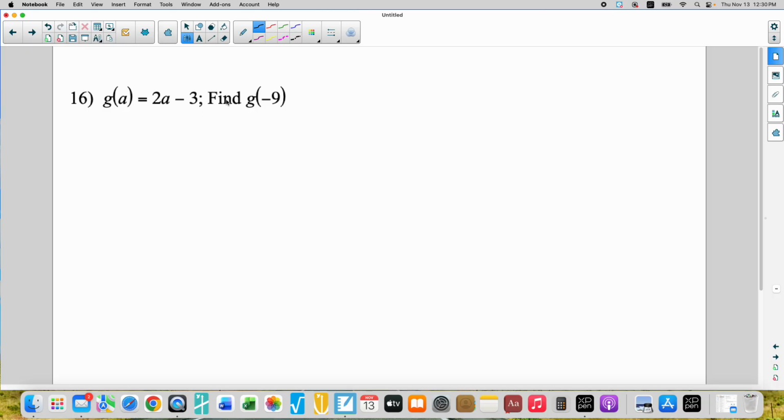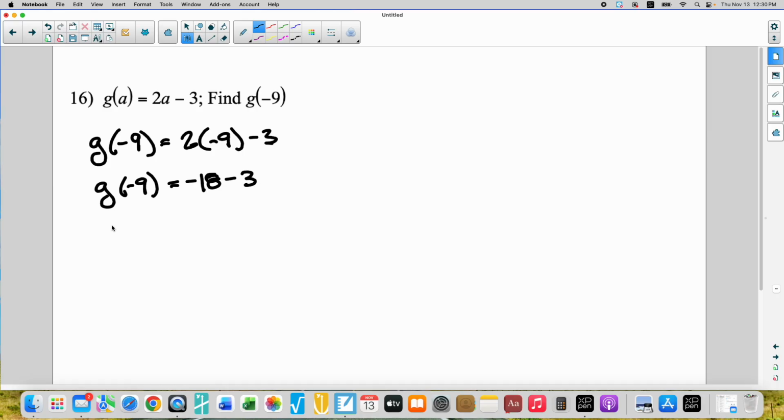G of a equals that. We want to know g of -9. So g of -9, we put a -9 in for a. We get g of -9 equals -18 minus 3. G of -9 equals -21.